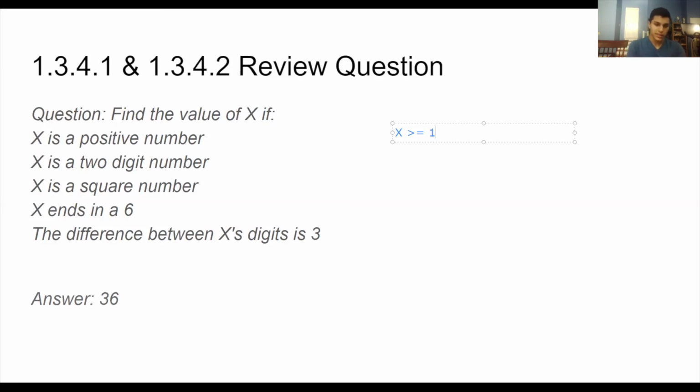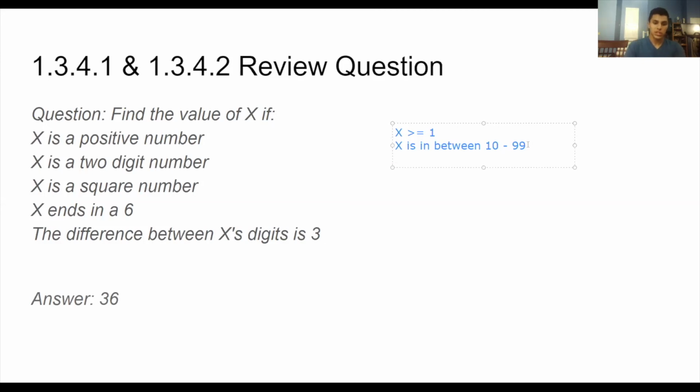So, next condition. X is a 2-digit number. Well, so we know it can't be negative. So in order for x to have 2 digits, x has to be in between 10 and 99. Because 10 is our first positive 2-digit number, and then 99 is our last positive 2-digit number. Because the number above 99 is 100, and that is 3 digits, and then all numbers above 100 are going to have 3 or more digits. So x is in between 10 and 99.